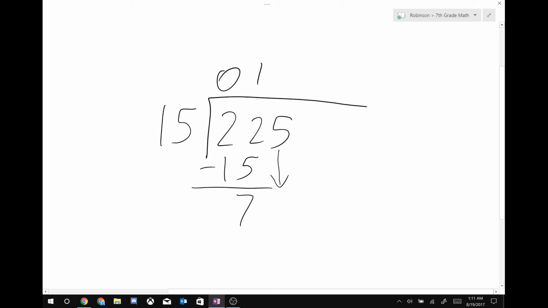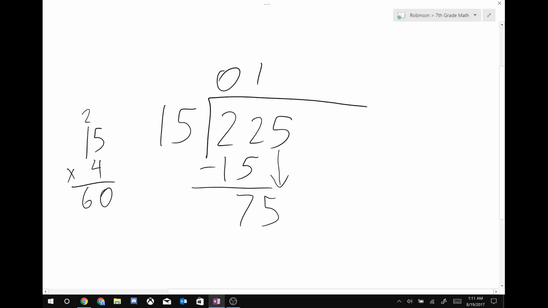Now I bring down my next digit. That turns it into a 75. Now I need to see, does 15 fit into 75? Well, it definitely does, but how many times? For that, we just have to take a guess. I'm going to guess 4 and multiply it to find out. 15 times 4 comes out to be 60.